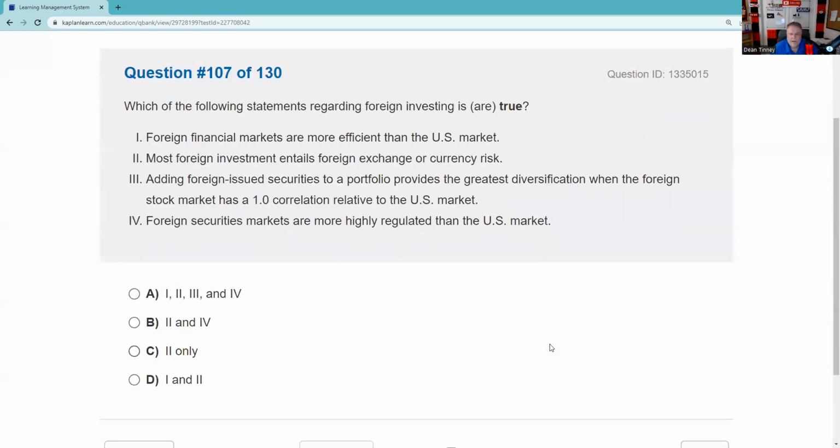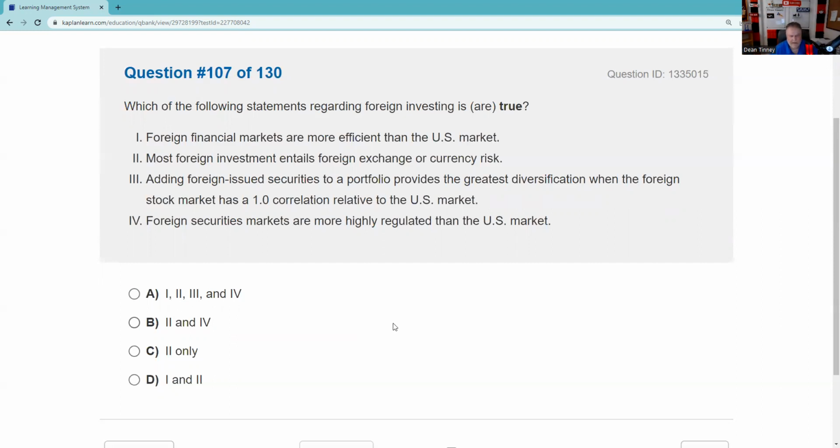Other answers. Which of the following statements regarding foreign investing is true? Foreign financial markets are more efficient than the U.S. market. Most foreign investment entails foreign exchange or currency risk. That's true. We need 2. 2 without 1. So now it's either B or C. Adding foreign securities to a portfolio provides the greatest diversification when the foreign stock market has a 1 correlation relative to the U.S. market.